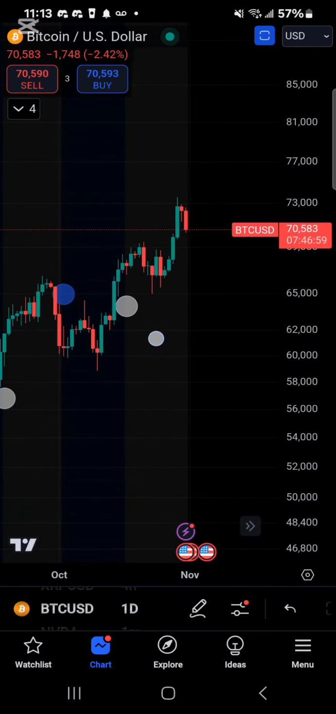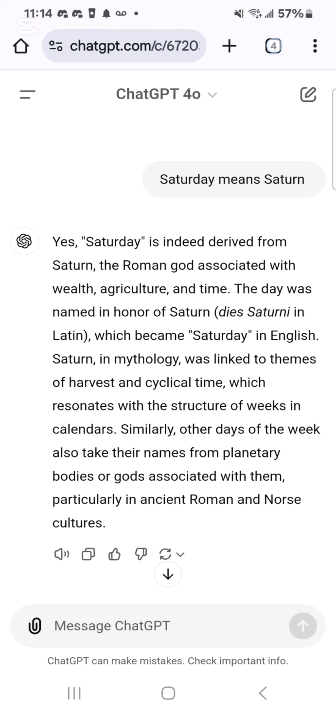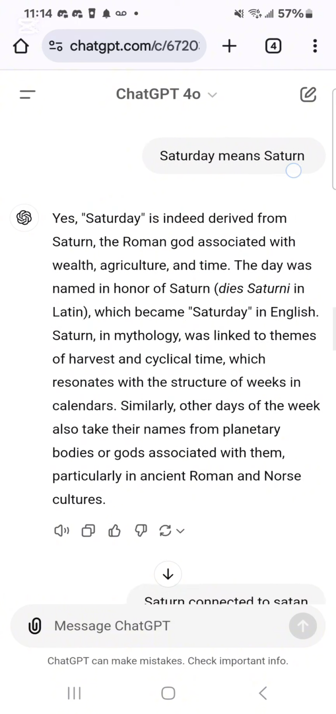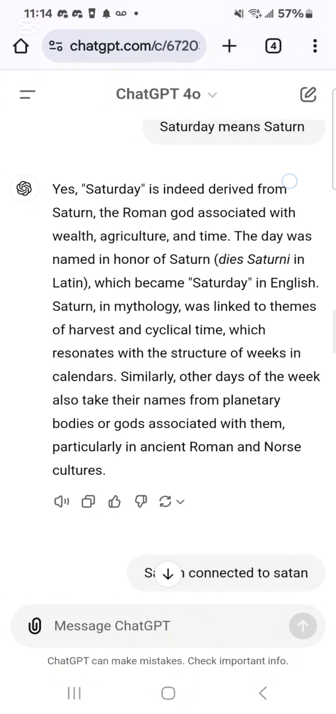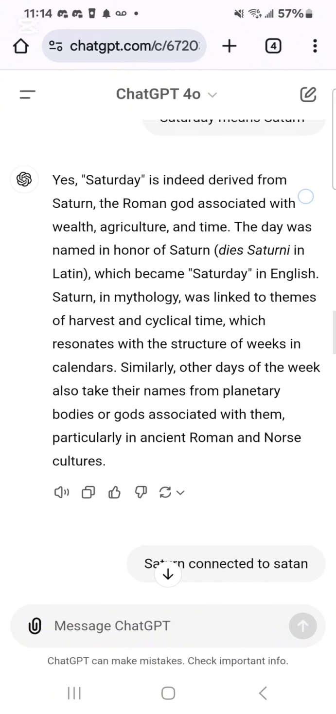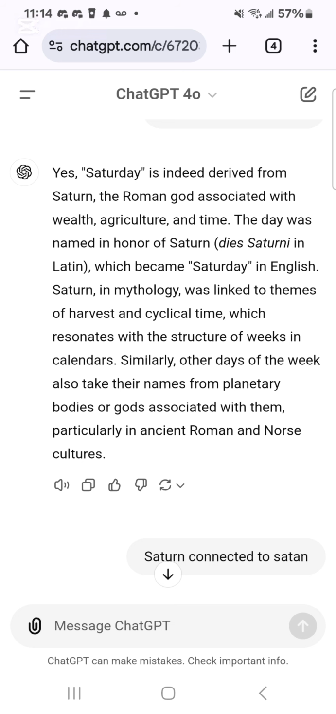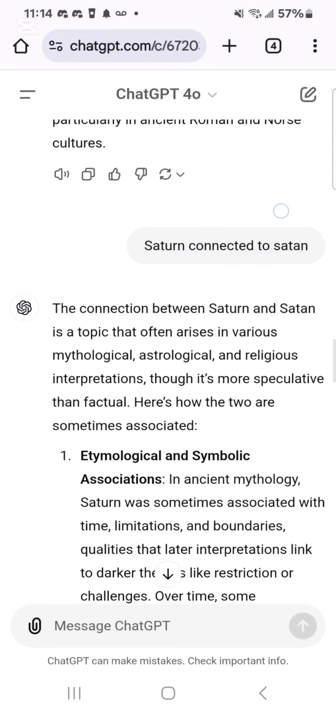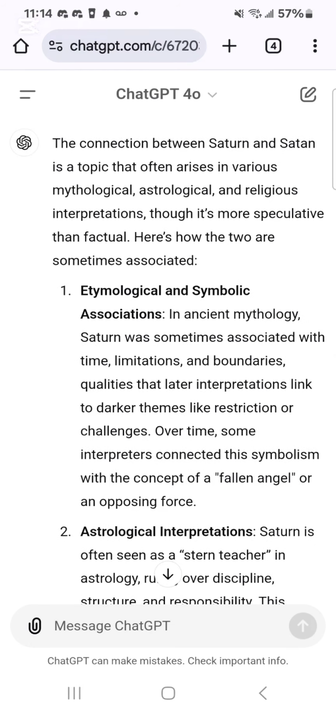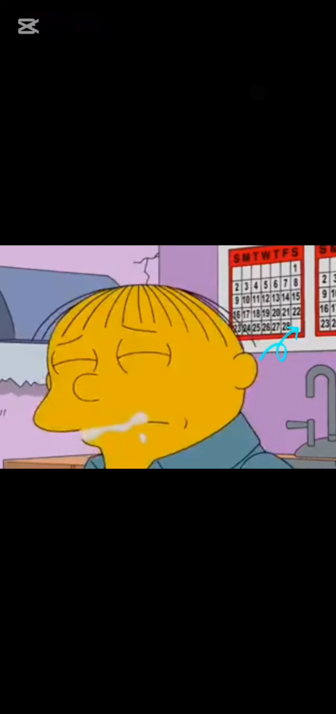And this is why Saturday is indeed derived from Saturn, the Roman god associated with wealth, agriculture, the rest of it. Saturday was named in honor of Saturn. And here it is. The connection between Saturn and Satan is a topic that often arises in mythological, astrological, religious interpretations. So, in quick summation from the last video, here's the Simpsons calendar right in your face.